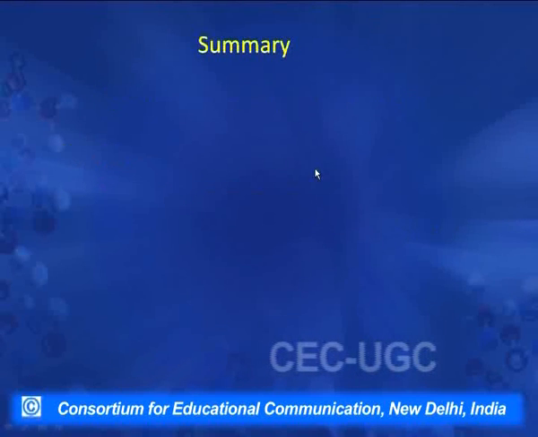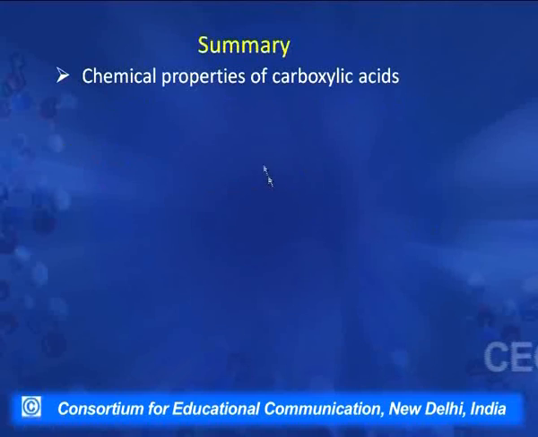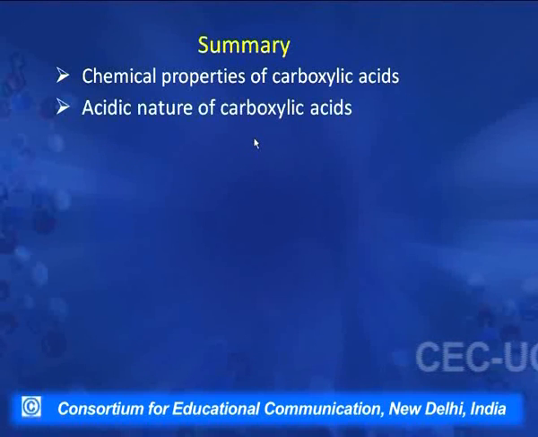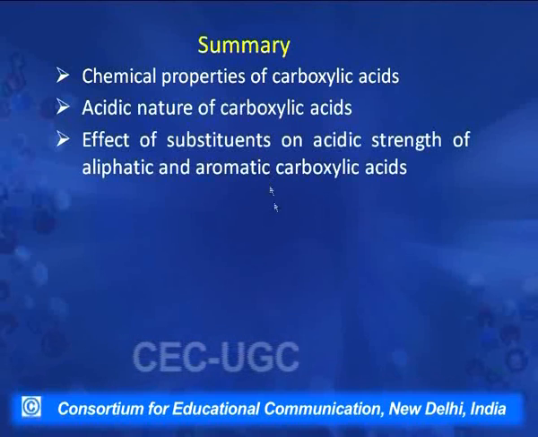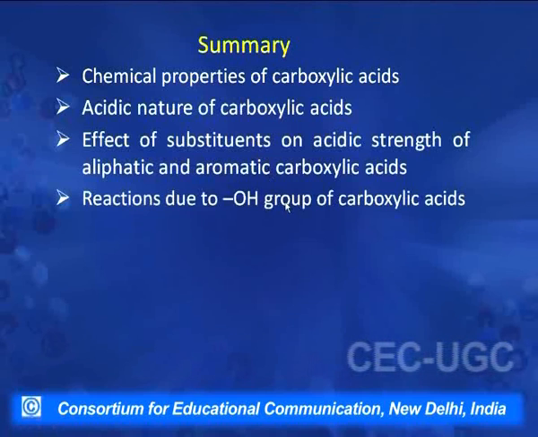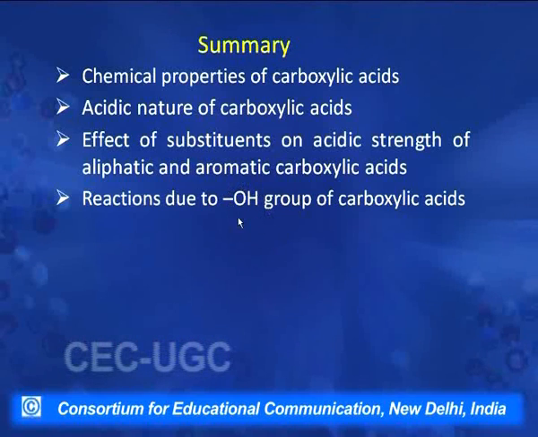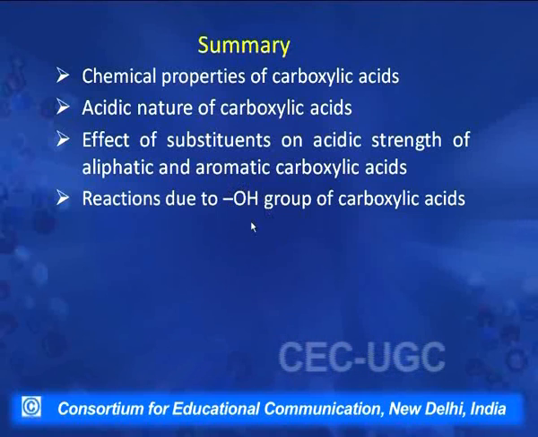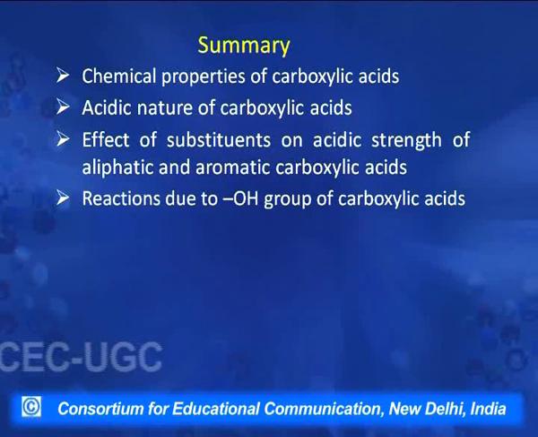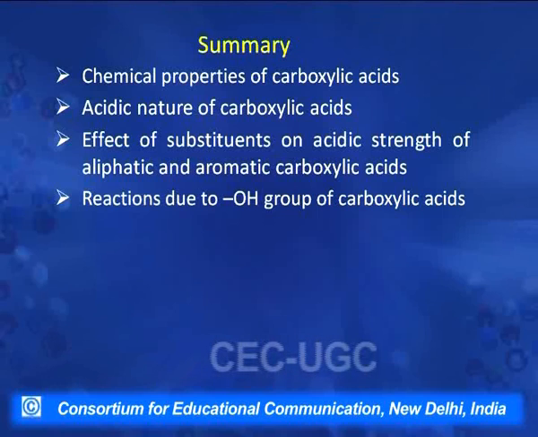Now let us briefly review what we have done today. Today we started with on what type of bonds the chemical properties of carboxylic acids depend and how they are grouped. We discussed the acidic nature of carboxylic acids. Then we discussed how a substituent present affects the acidic strength. Then what are the reactions due to the OH group? We found that the OH group can be substituted by different other groups, and the compounds which are obtained are known as acid derivatives. They may be acid chloride, amide, anhydride and esters. We will discuss these acid derivatives in detail in a separate session.